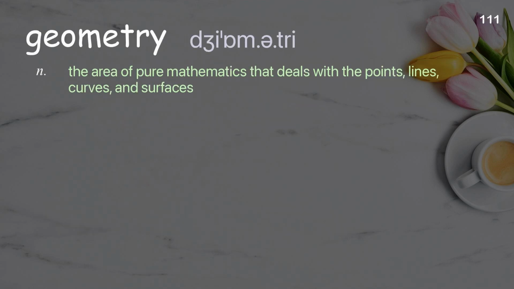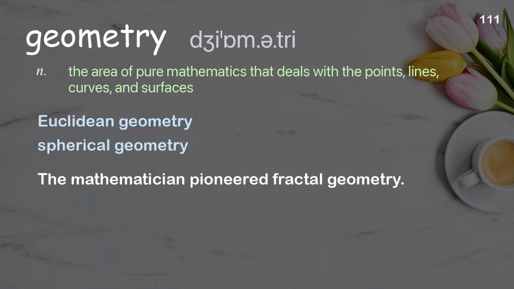Geometry. The area of pure mathematics that deals with points, lines, curves, and surfaces. Examples: Euclidean geometry, spherical geometry. The mathematician pioneered fractal geometry.